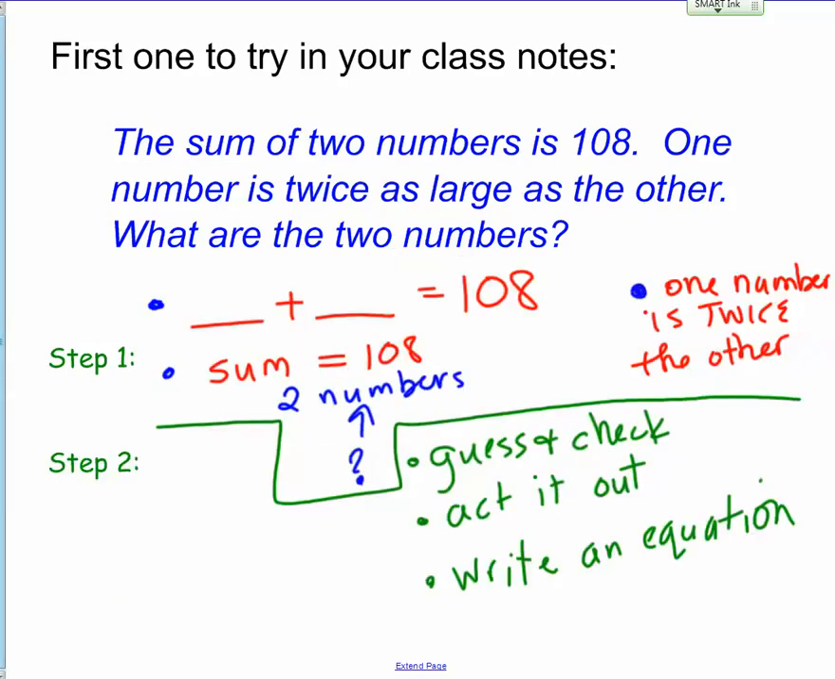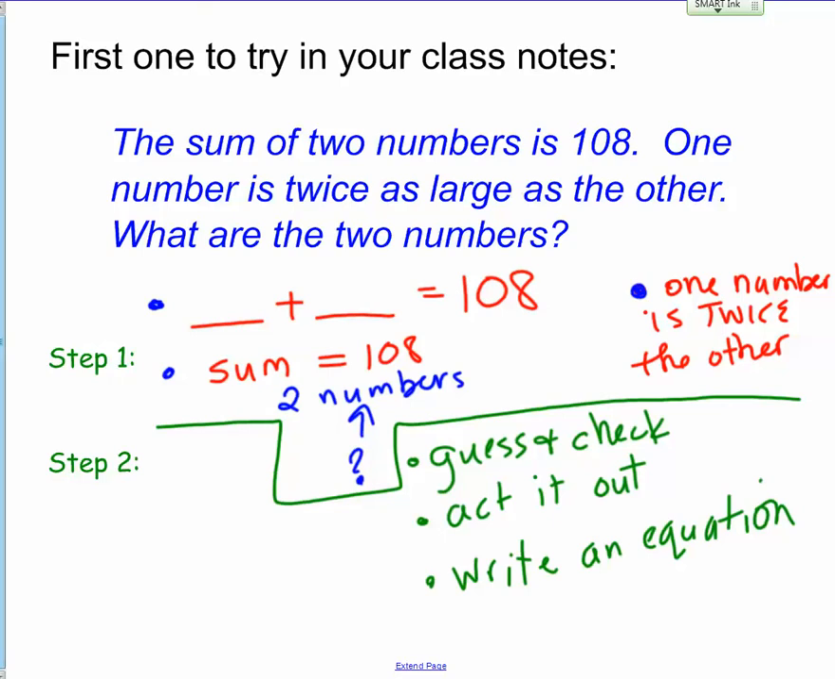So the problem we did for practice today is right here. The sum of two numbers is 108. One number is twice as large as the other. What are the two numbers? Well, some people suggested to just write blank plus blank equals 108. And you can see visually I'm looking for two numbers that add up to 108. Another key fact is that one number is twice the other.